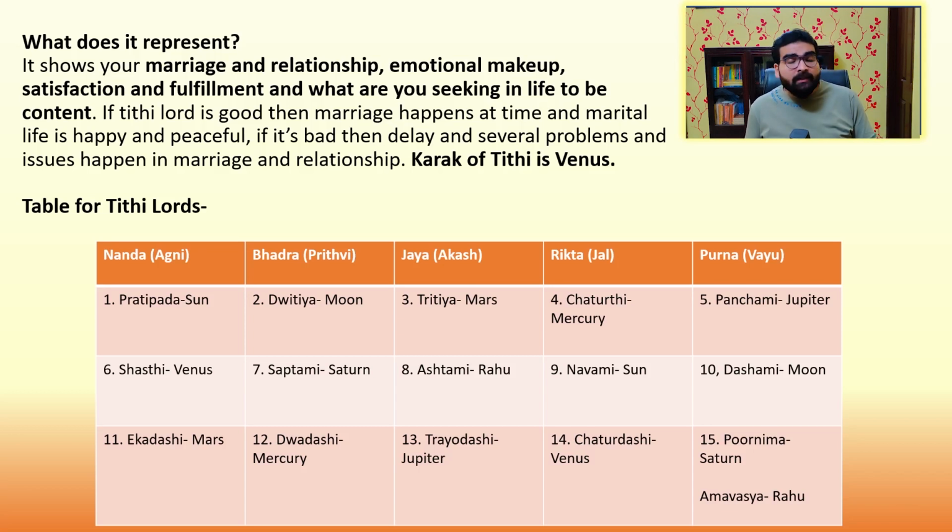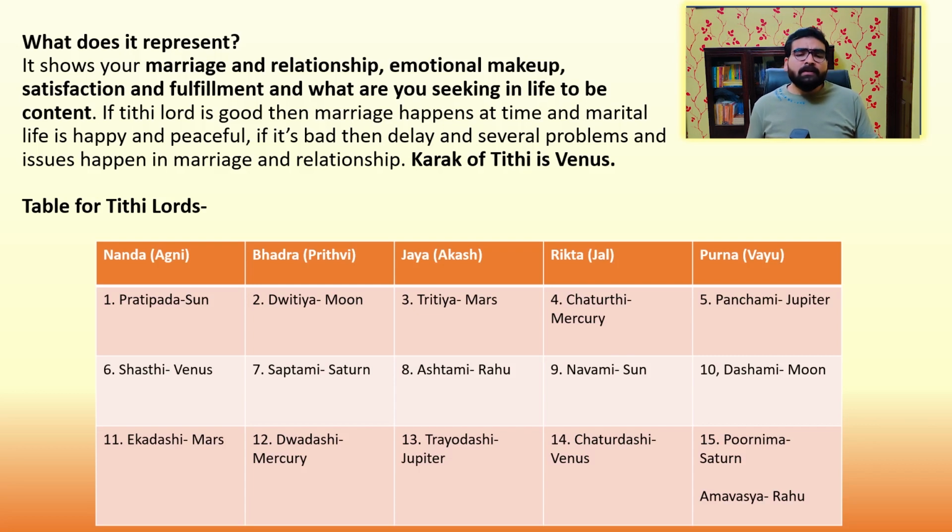Now here you are seeing the table also. Each Tithi has a particular lord. As I mentioned, there are 15 Tithis in Shukla Paksha and 15 in Krishna Paksha. It starts from Pratipada, Dvitiya, Tritiya, Chaturthi, Panchami, Sashti, Saptami, Ashtami, then Navami, Dashami, Ekadashi, Dwadashi, Triyodashi, Chaturdashi, and Purnima. That is for the Shukla Paksha. Then the Krishna Paksha will go in the same way, but it will end at Amavasya, not Purnima. Amavasya means new moon day. Purnima means full moon day.